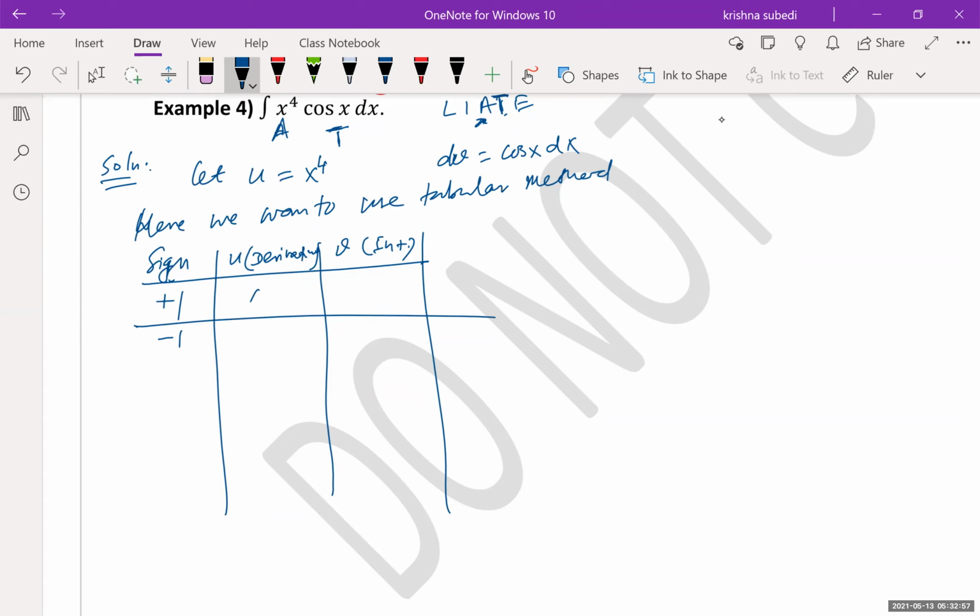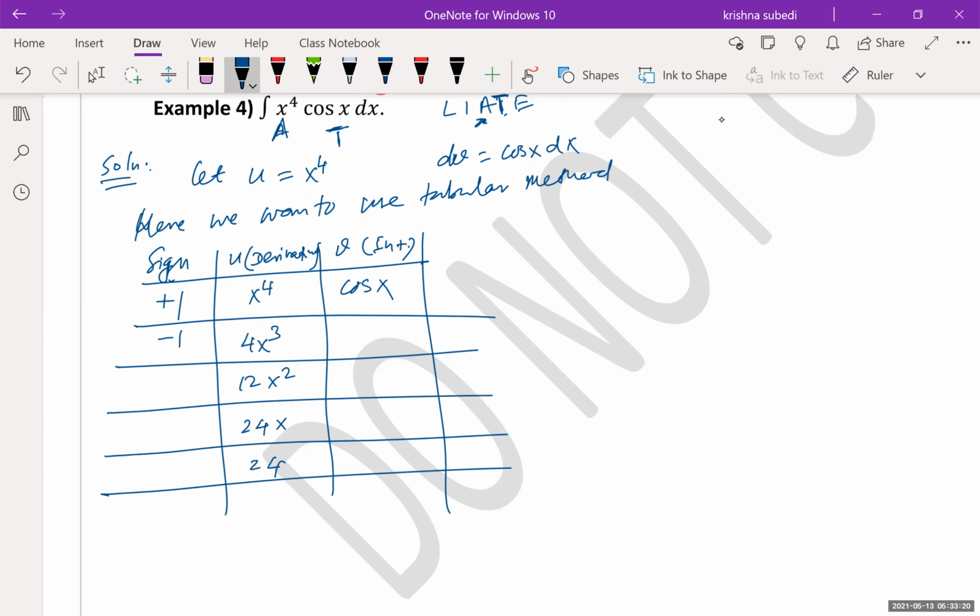So here your u is x to the power 4 and your v is cosine x. And so we need to find the derivative until we get 0. So that means this will be 4x cubed and another one will be 12x squared, 24x, 24 and 0, and we'll stop there. I know that some of you have already calculated, but let me just complete it for those who need extra help. So we need to find the integration here.